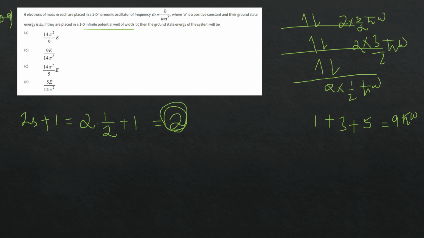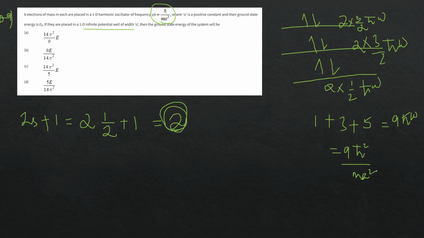But omega is given here. Omega is given as h cut by m a square. So I can write it as 9 h cut, in place of omega I will put h cut by m a square. So this becomes 9 h cut square by m a square.